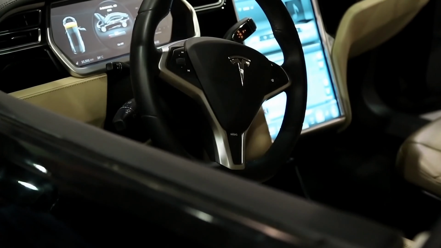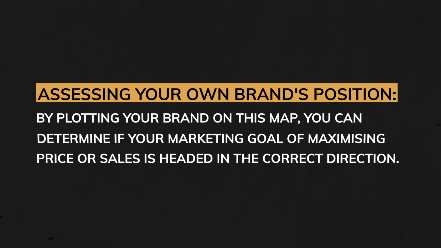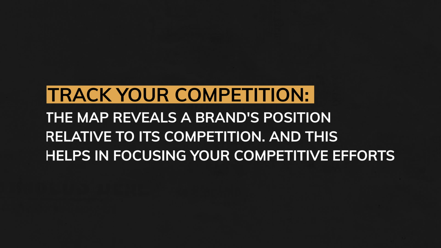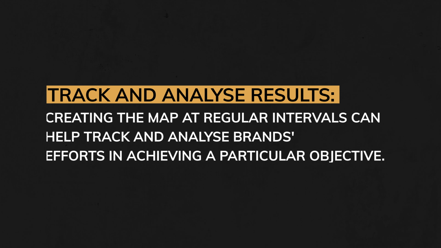Now that we understand the two main axes and four quadrants, the CD map has a few potential applications. Assessing your own brand's position. By plotting your brand on this map, you can determine if your marketing goal of maximizing price or sales is headed in the correct direction. Track your competition. The map reveals a brand's position relative to its competition, and this helps in focusing your competitive efforts. Managing brand portfolio and global brands. By constructing the CD map for each brand in a portfolio in each region, businesses can be more strategic to achieve more outstanding performance. Track and analyze results. Creating the map at regular intervals can help track and analyze brands' efforts in achieving a particular objective.